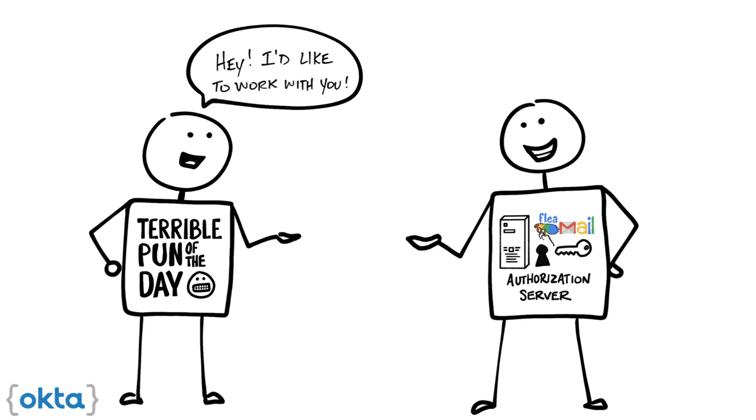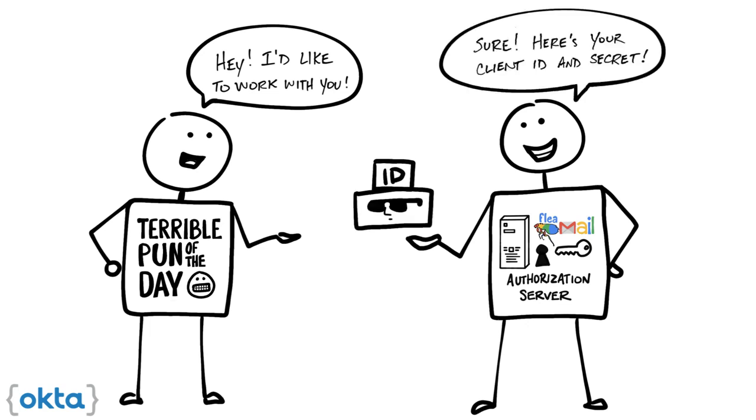It's also important to note that long before you gave Terrible Pun of the Day permission to access your contacts, the client and the authorization server established a working relationship. The authorization server generated a client ID and client secret, sometimes called the app ID and app secret, and gave them to the client to use for all future OAuth exchanges. As the name implies, the client secret must be kept secret so that only the client and the authorization server know what it is. This is how the authorization server can verify the client.